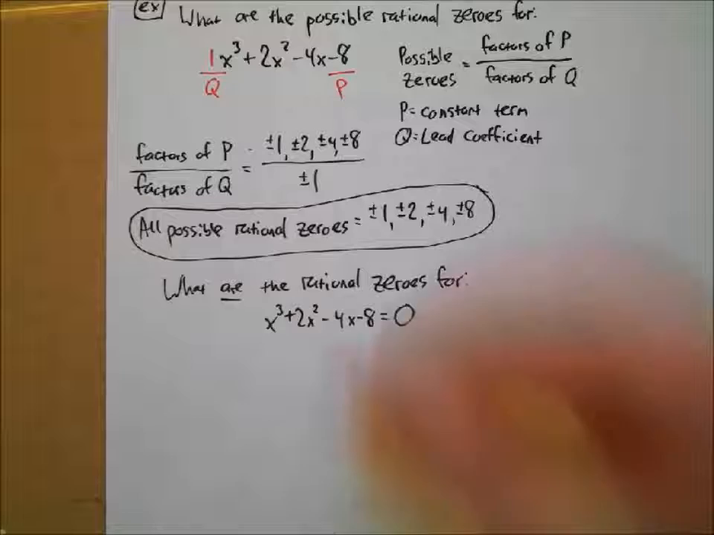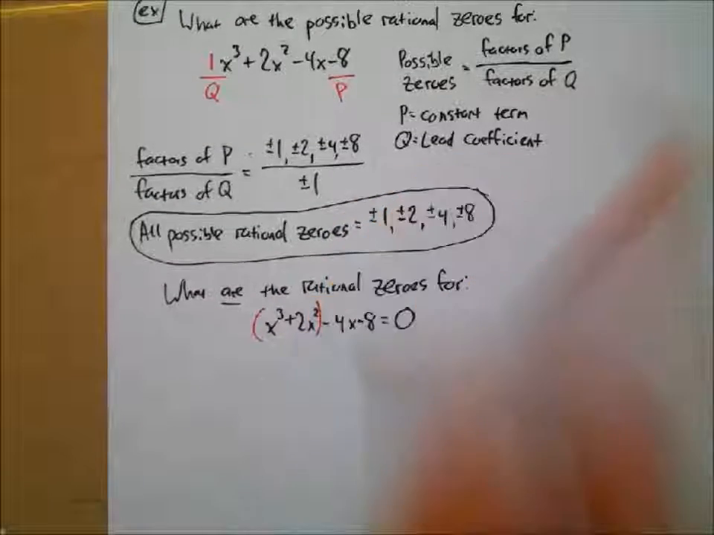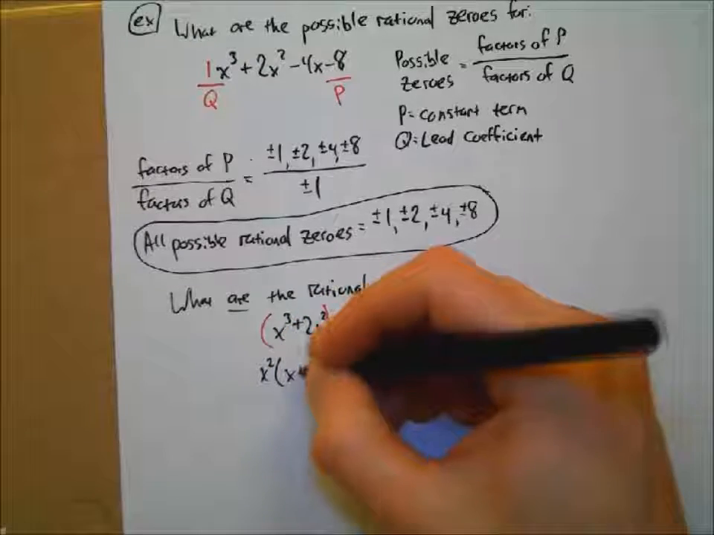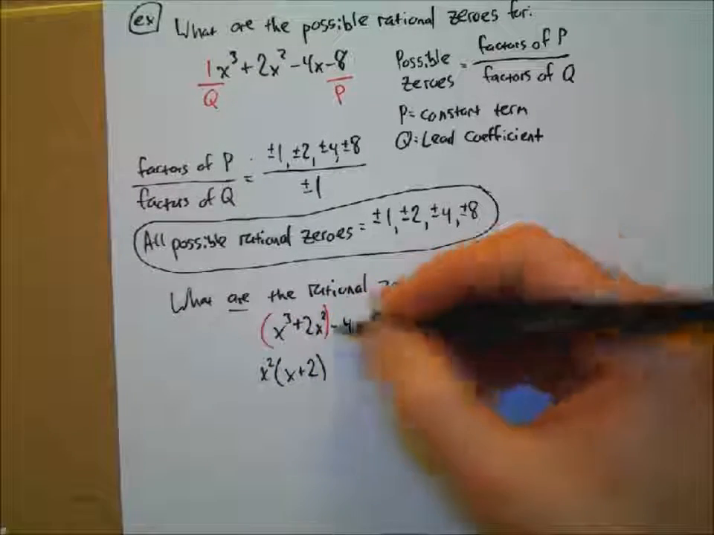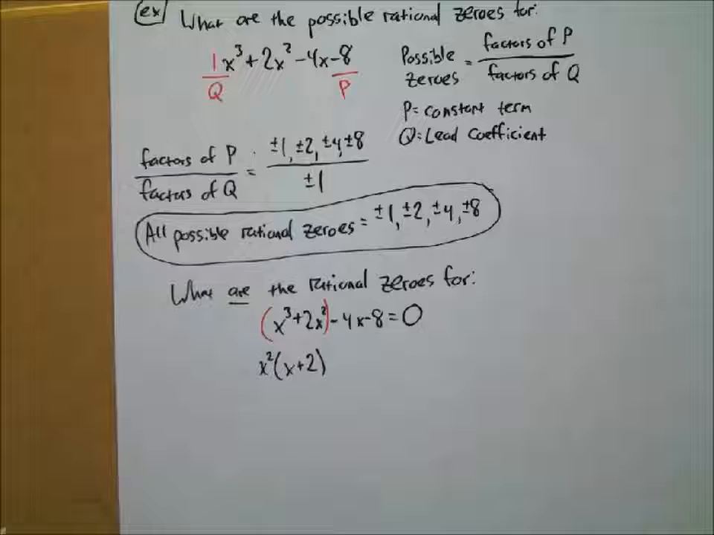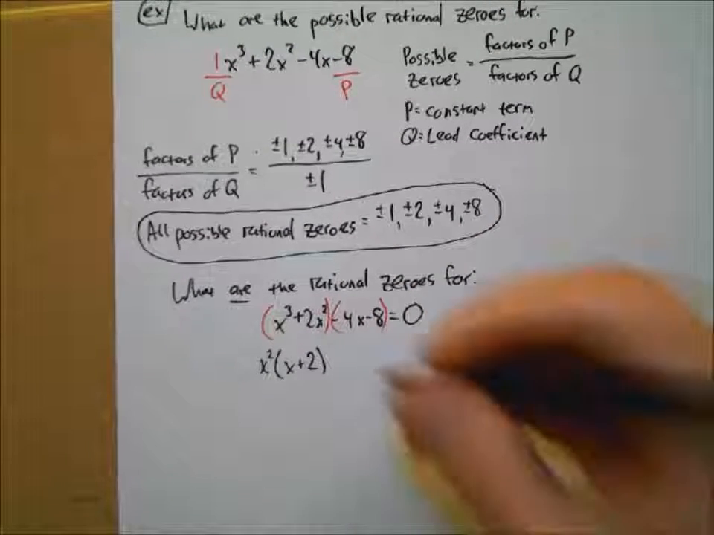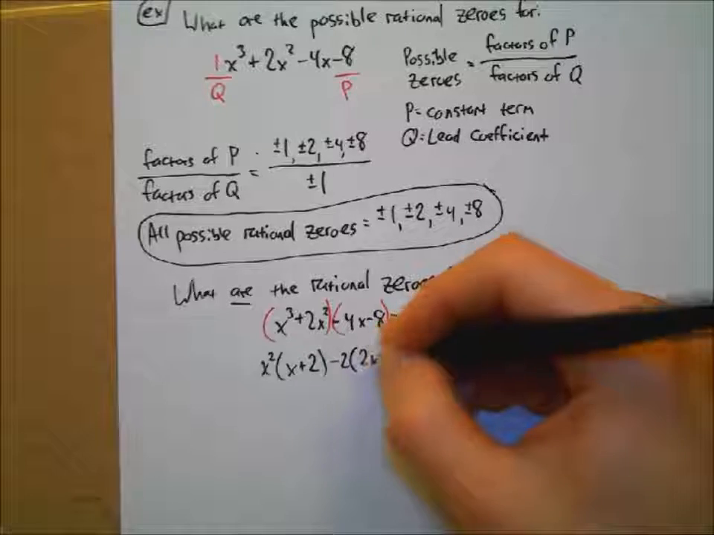So I'll group together the first 2 terms. So we'll factor out an x squared, and we're left with x plus 2. And what can I factor from the second group of terms there? Good, a -2. Yeah, we want to factor out a -2 there. And so we're left with -2 and then 2x.